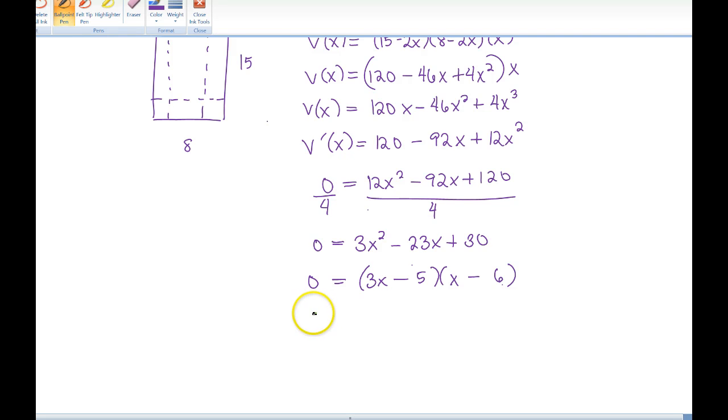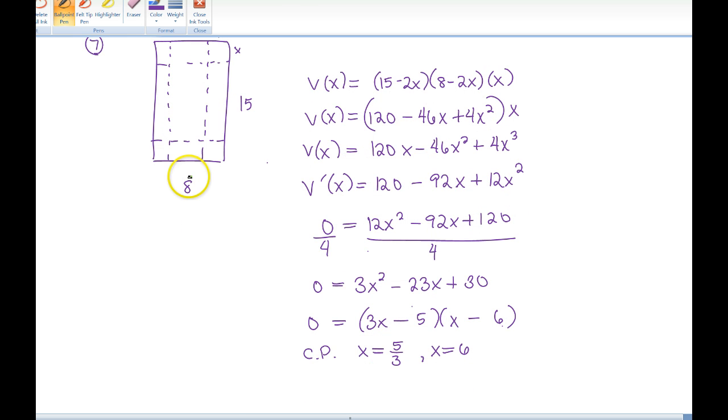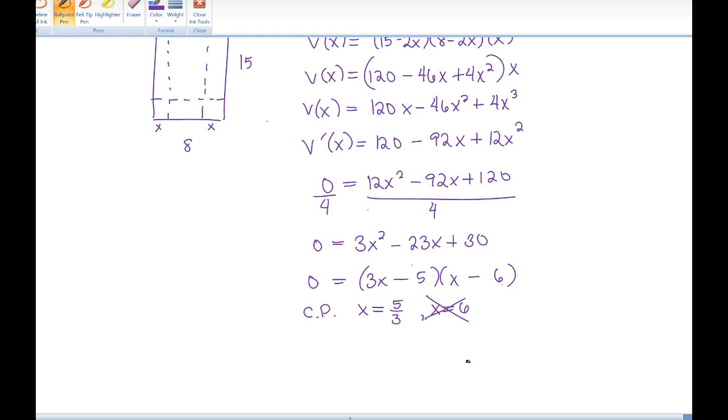Yes, okay, so my critical points are going to be 5/3 and 6. However, 6 doesn't make sense because, just plugging it into the 8 minus 2x part, remember if I'm taking away an x here and an x here, taking away 6 on each side of a cardboard that's only 8 inches across, that's not going to work.